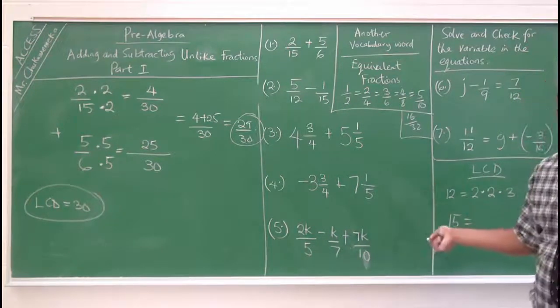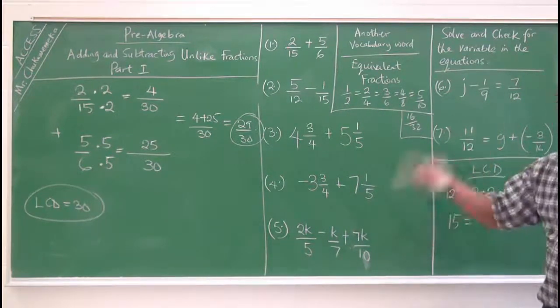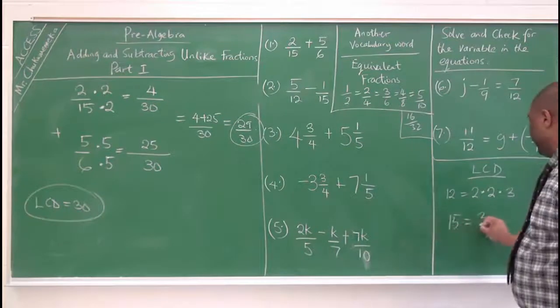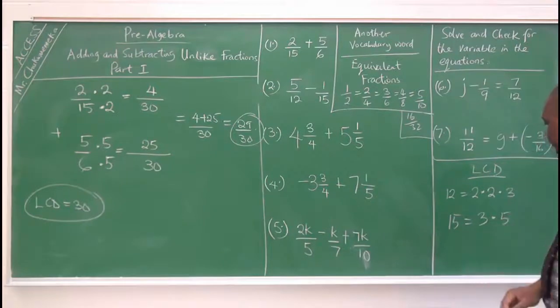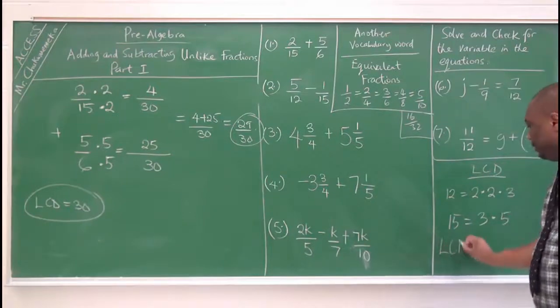Then the next one is 15. 2 is a prime number, but 2 is not a factor of 15. The next prime number is 3. 3 into 15 is 5. 5 is a prime number. So what's the LCD here?